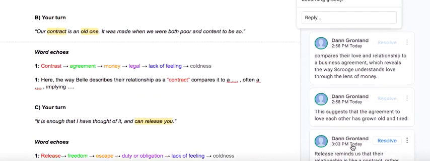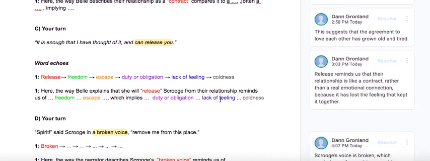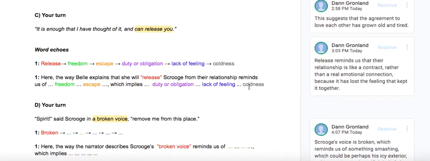So we've got, "Our contract is an old one. It is made when we were both poor and content to be so." This is Belle again talking about their relationship and what is wrong with it now in relation to the past. All you've got in the analysis of that particular example is contract, not contrast. It should be contract as the first port of call. So your analysis is trying here to touch upon each of those concepts: agreement, money, legal, a lack of feeling, coldness. They've been included, but you've got to kind of flesh this sentence out.